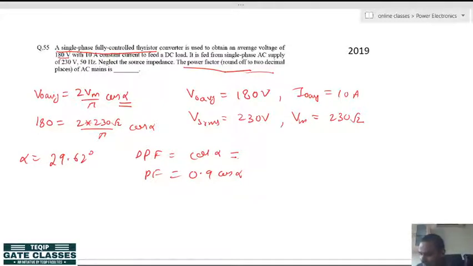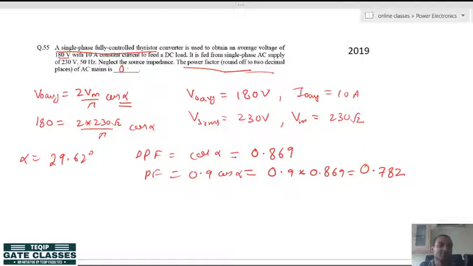So, what will be the displacement power factor? It is cos alpha, cos 29.62, so it is 0.869. And if you want the power factor, it is 0.9 into 0.869, which is 0.782. So, what is the power factor? It is 0.782.